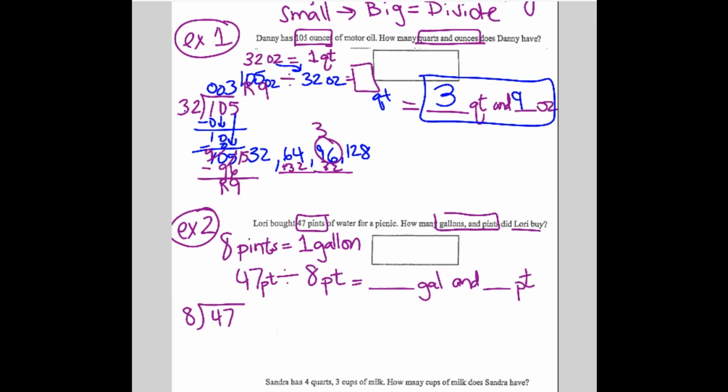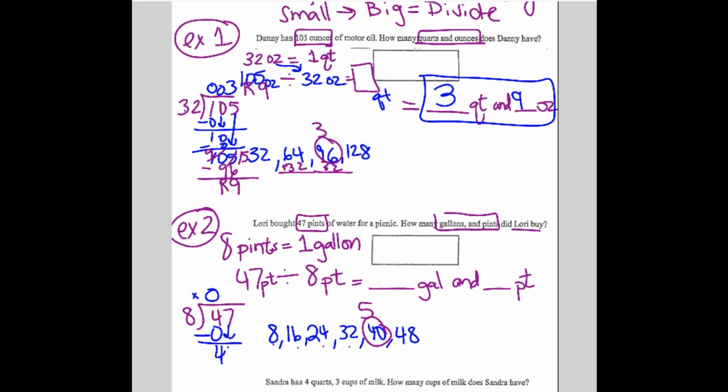Let's get our 8 facts. So our 8 facts are 8, 16, 24, 32, times 5 is 40, times 6 is 48. Looks like we're done here because the highest one I see is 1, 2, 3, 4, 5, our 5th factor. How many times does 8 go into 4? That is 0 times. 0 times 8 equals 0. Subtract it out. I get 4.